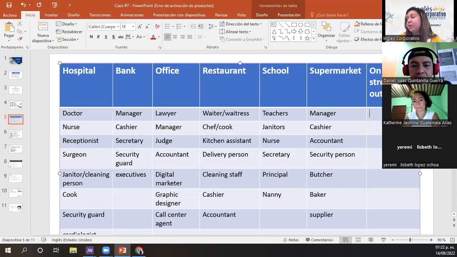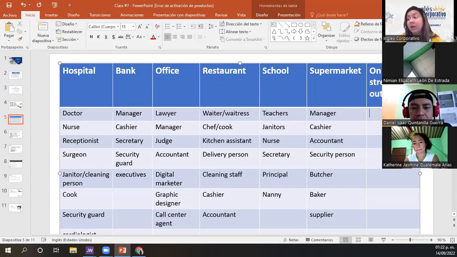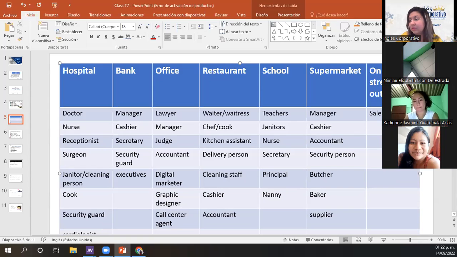Okay, and on the street or outside? What are some jobs that you have to be on the street or you have to be outside an office, outside the company? Vendor. Okay, or salesperson, right? Police. The police officer, right? The mechanic. Okay, mechanic. Very nice. What about a farmer? Un agricultor, right? A farmer.